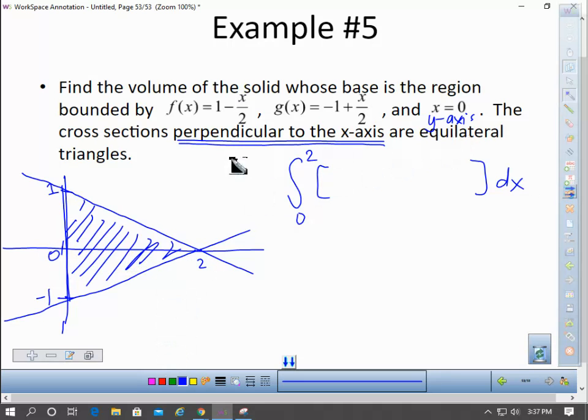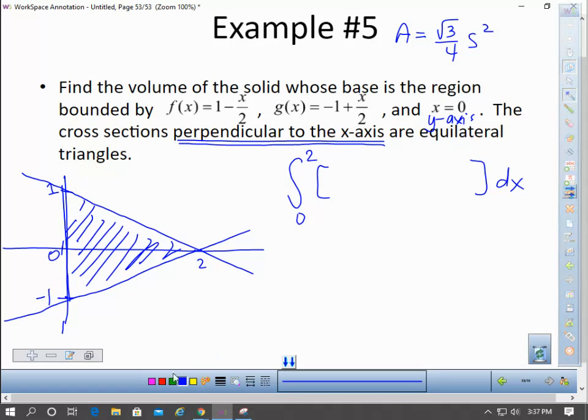I'm going to do equilateral triangles. Oh, good, there's that equilateral triangle. Okay, so remember the equation for the area of an equilateral triangle is radical 3 over 4 sides squared. So that's all we have to do when you're doing cross sections.